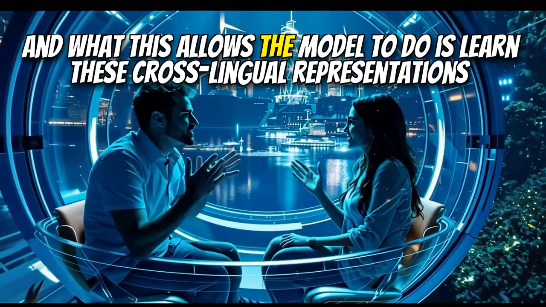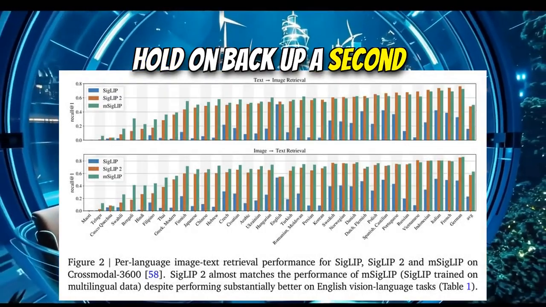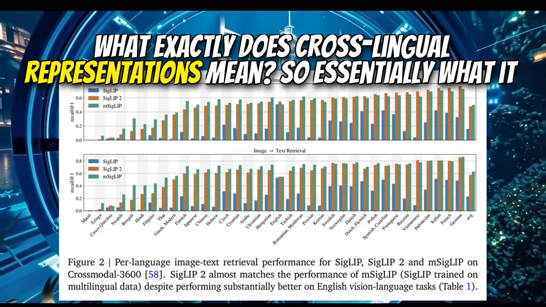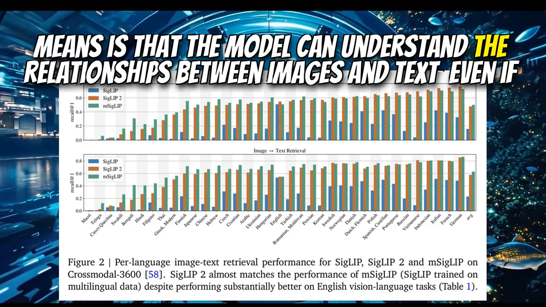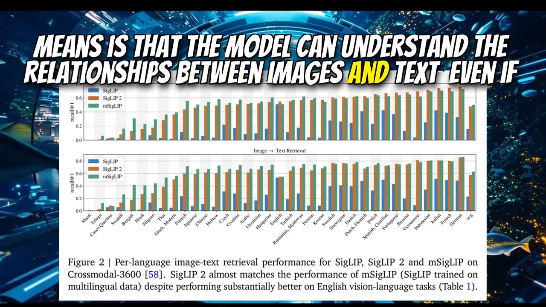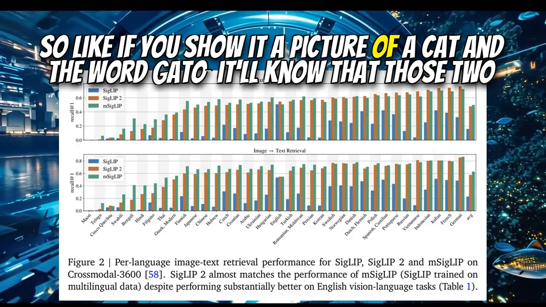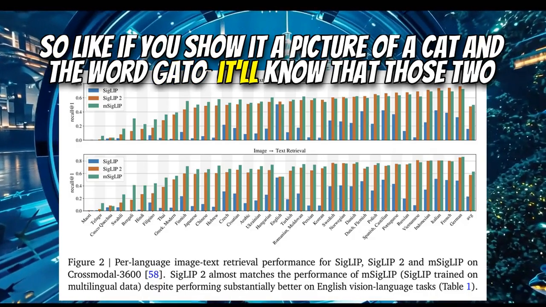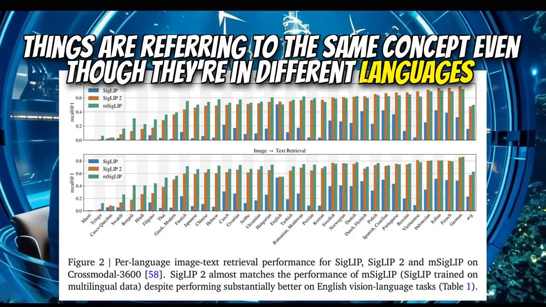And what this allows the model to do is learn these cross-lingual representations. Hold on, back up a second. What exactly does cross-lingual representations mean? So essentially what it means is that the model can understand the relationships between images and text, even if they're in different languages. So like if you show it a picture of a cat and the word gato, it'll know that those two things are referring to the same concept, even though they're in different languages.